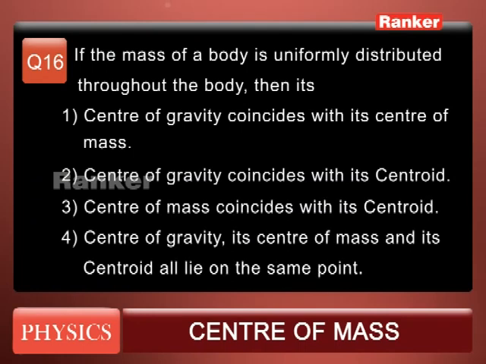Now question number 16. In question number 16, if the mass of a body is uniformly distributed throughout the body, then its first option, center of gravity coincides with its center of mass. Second option, center of gravity coincides with its centroid. Third option, center of mass coincides with its centroid. And the fourth option, center of gravity, its center of mass and its centroid will all be on the same point.